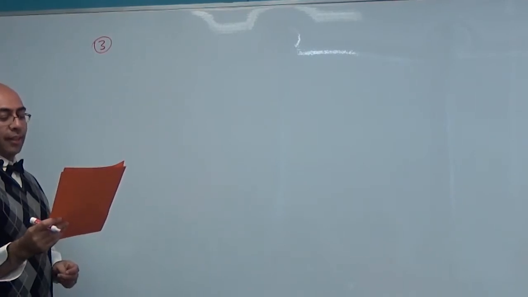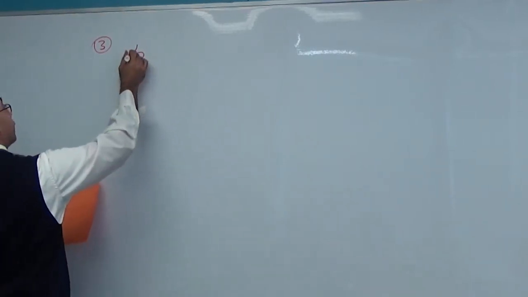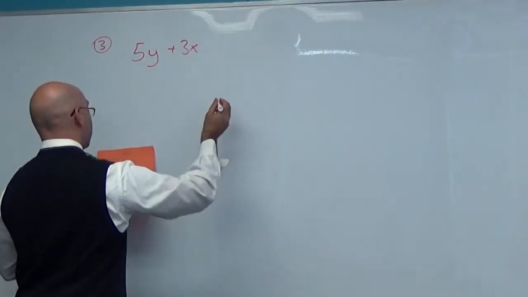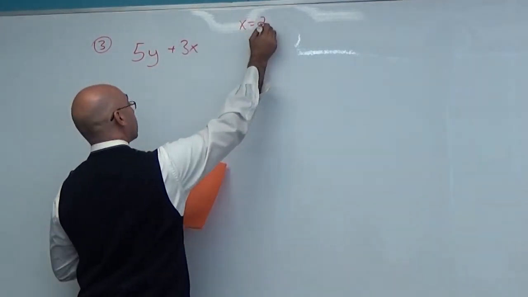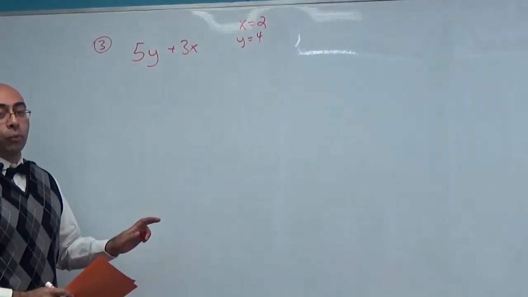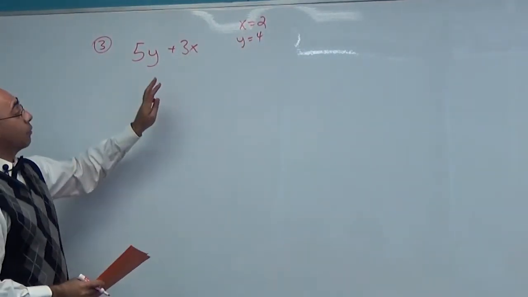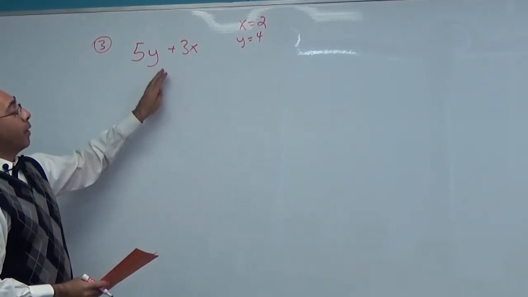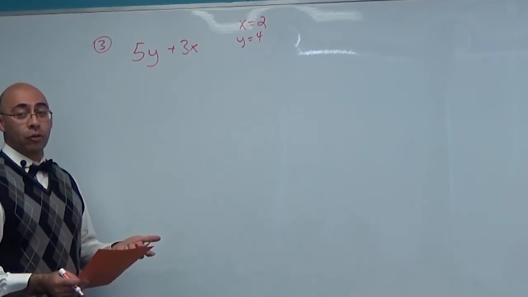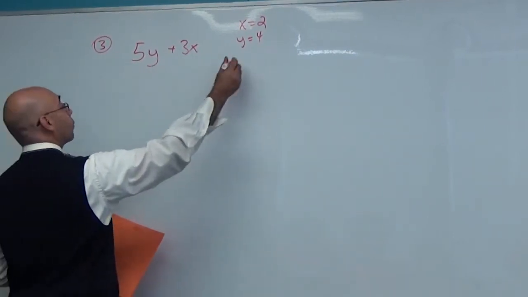Number 3. We have an expression here, 5y plus 3x. And I'm going to write down that x is equal to 2, y is equal to 4. Now this is very important to show your work like this. This is how I'd want you to show your work. I didn't do this, and this is why I gave you the wrong answer originally. Y is equal to 4.